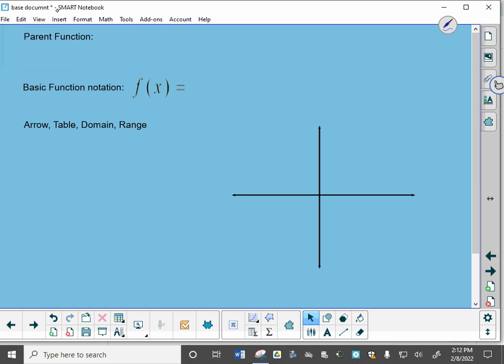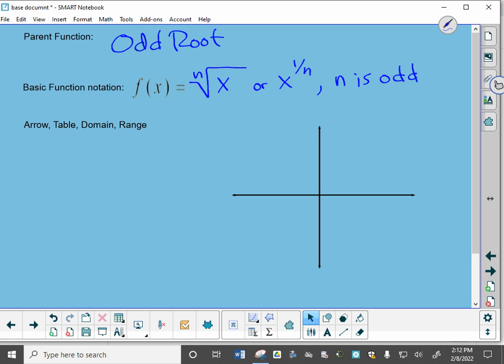All right, we did the even root parent function. Let's do the odd root parent function. Okay. This is all going to look very similar. We could write it this way, nth root of x, or x to the 1 over n power, but this time we have to specify that the n is odd, and that does make quite a bit of difference in the way that this function works out.